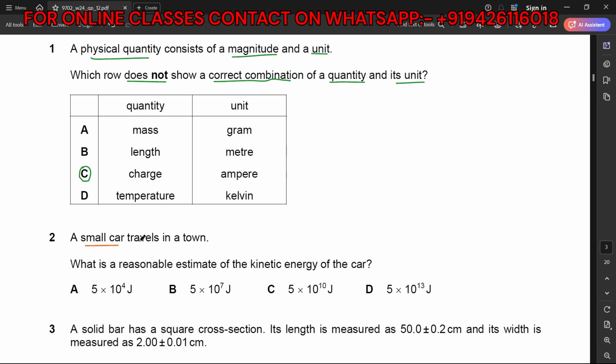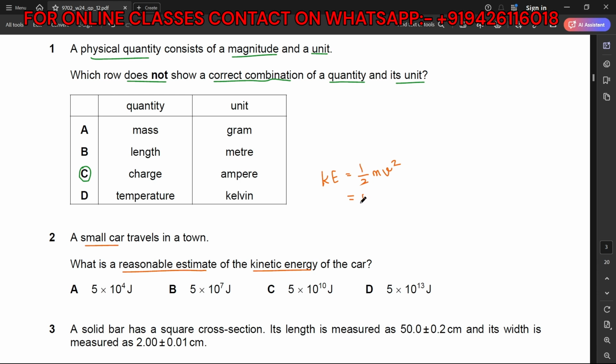It states that a small car travels in a town. Note that it's talking about a small car. Now, what is a reasonable estimate of the kinetic energy of that car? So over here, we just need to estimate, first of all, what will be the mass of a small car, and secondly, what will be the velocity or an average velocity that we can estimate for that small car. So let's say kinetic energy, we know the formula is given as half mv square. So obviously the first value will not come exactly 5 because we are taking random values or estimated values. And based on that, we just need to focus on the powers and not the first value.